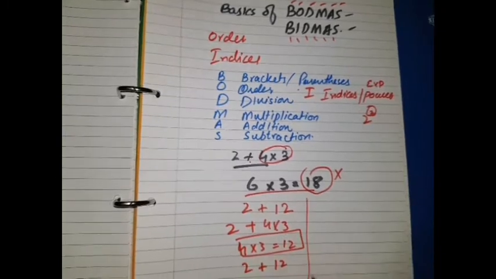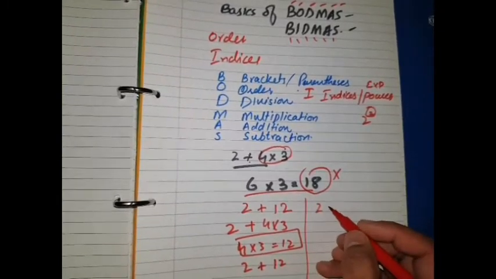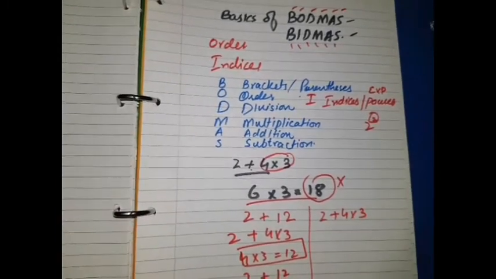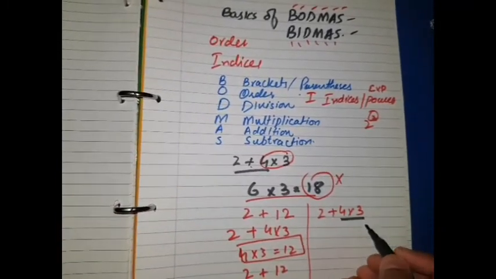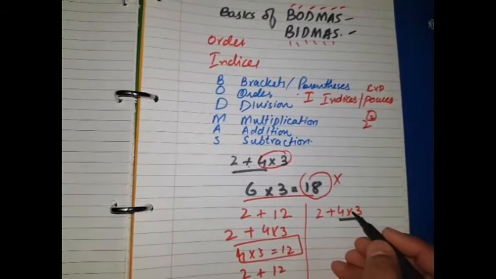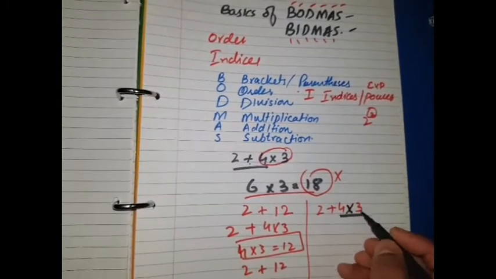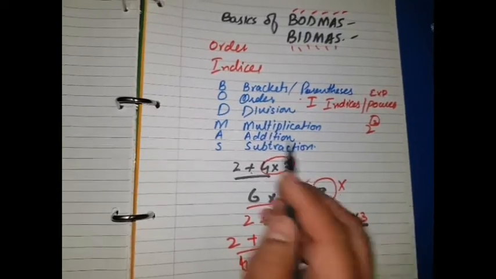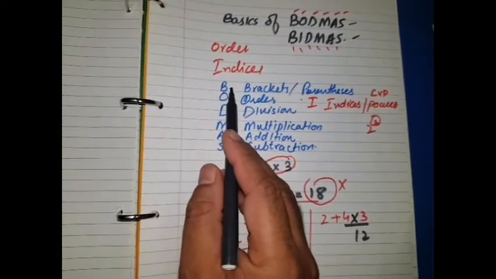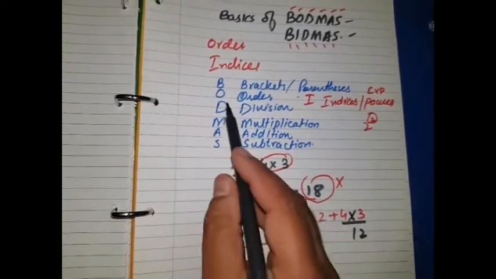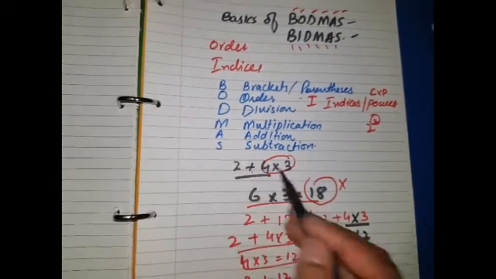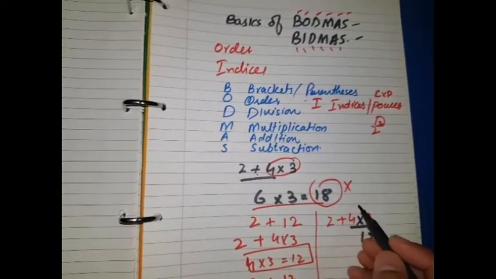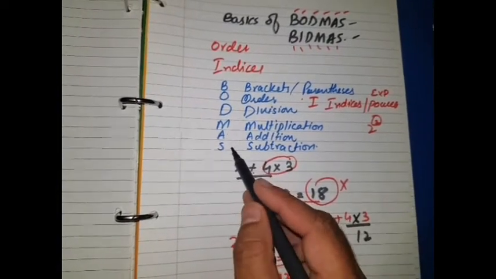The mathematical manner of this is, 2 plus 4 times 3 means that first they need to underline the order, yani multiplication first. So they will multiply these two numbers. 4 times 3 makes what? 12. Why multiplication first? Because as per the BODMAS, I know that I have brackets in this question. No. I have order here. No. I have division here. No. I have multiplication here. Yes. So I will do multiplication first, then addition, and then subtraction.